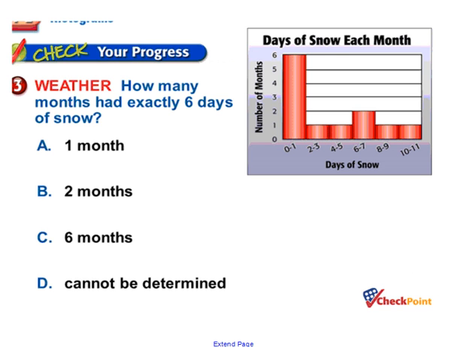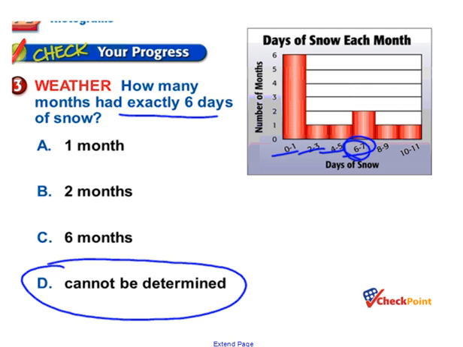How many months had exactly 6 days of snow? Well, again, 0 to 1, 2 to 3, 4 to 5, 6 or 7. It'd be in that column. It'd be either 1 month or 2 months, but I cannot tell. It cannot be determined from the data that they've given me in the chart. Thank you.